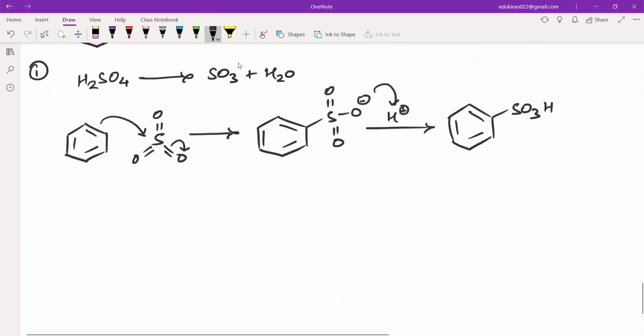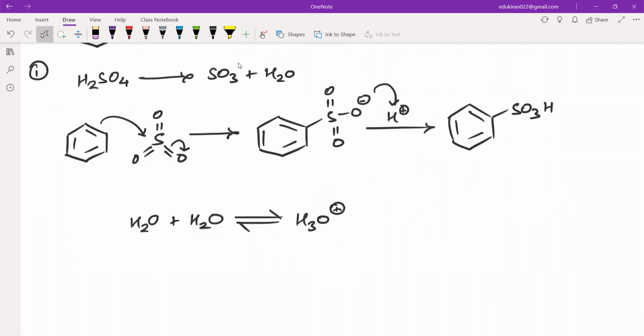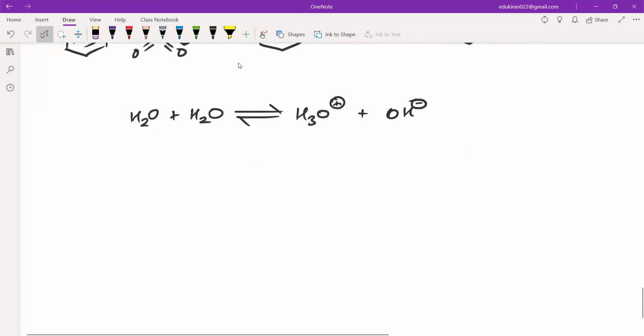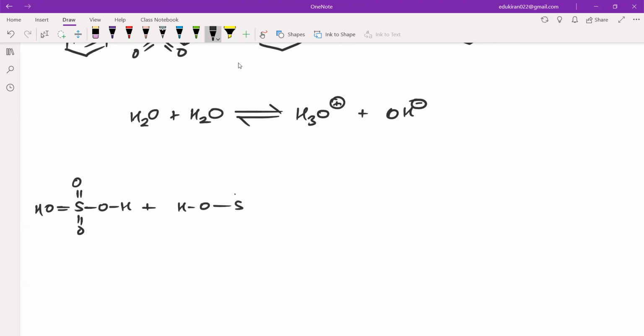The other one is that I have to revise with you this reaction, H2O plus H2O. I hope you have remembered some of equilibrium. It is going to give me H3O positive plus OH negative. So similarly, a similar type of reaction happens with H2SO4 and H2SO4. We have sulfur, double bond O, OH, and OH, plus sulfur, double bond O, and OH. So this is the structure of H2SO4.